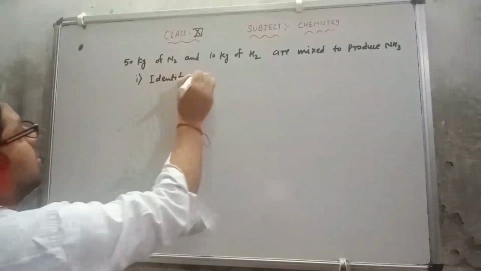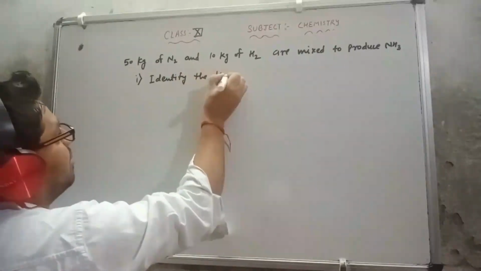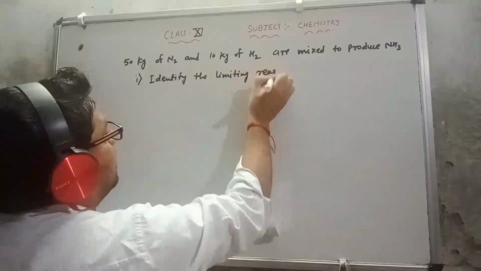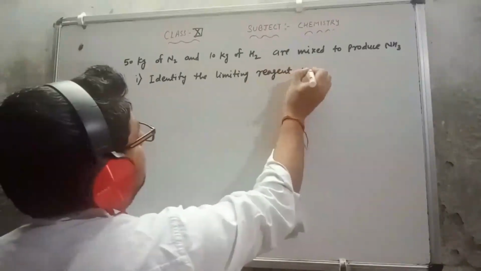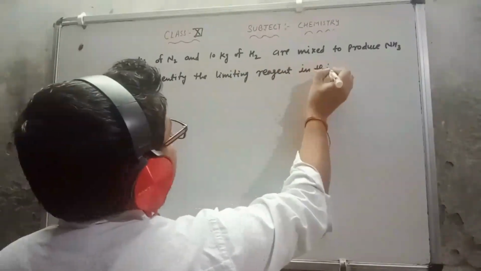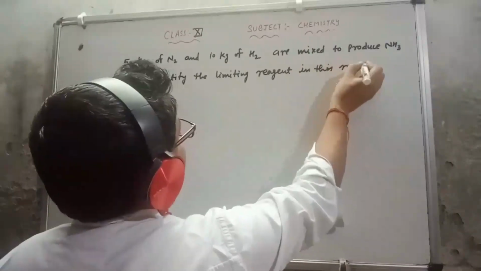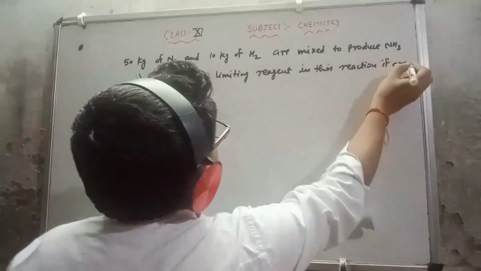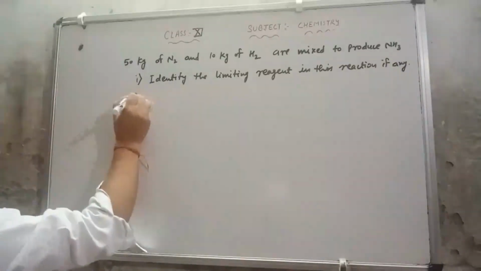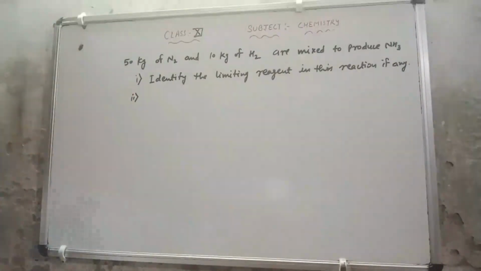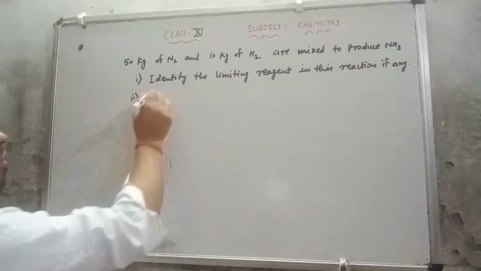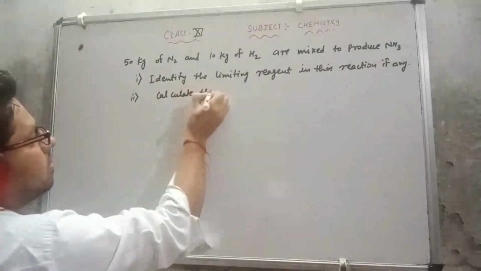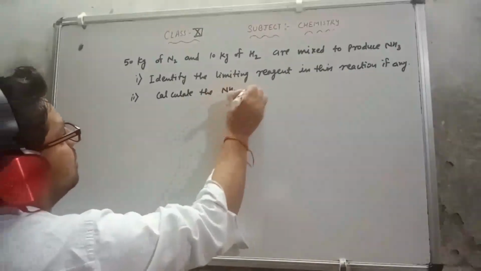Identify the limiting reagent in this reaction, if any. And the second point is to calculate the ammonia formed. Calculate the NH3 formed.